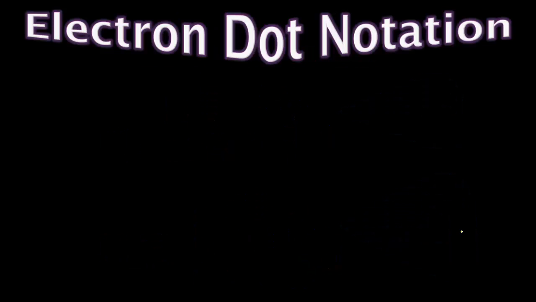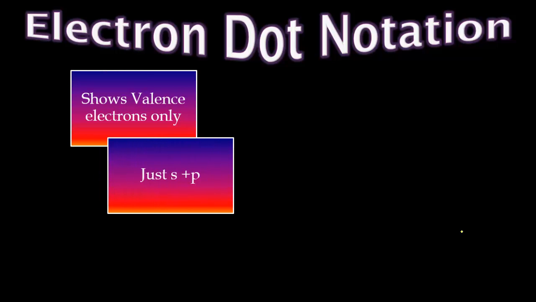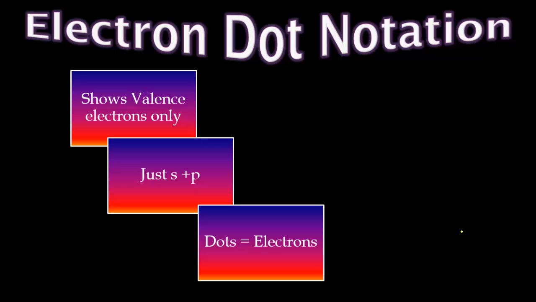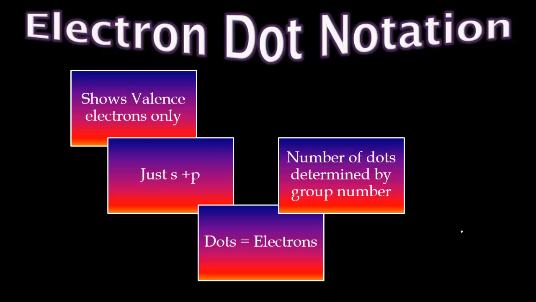Another way we're going to look at is using electron dot notation. It also only shows the valence electrons, which means only the S and P. This time, instead of using arrows, we're just going to use dots to show electrons. Our number of dots is going to be determined by the group number. Well, now you say we can only have an octet.